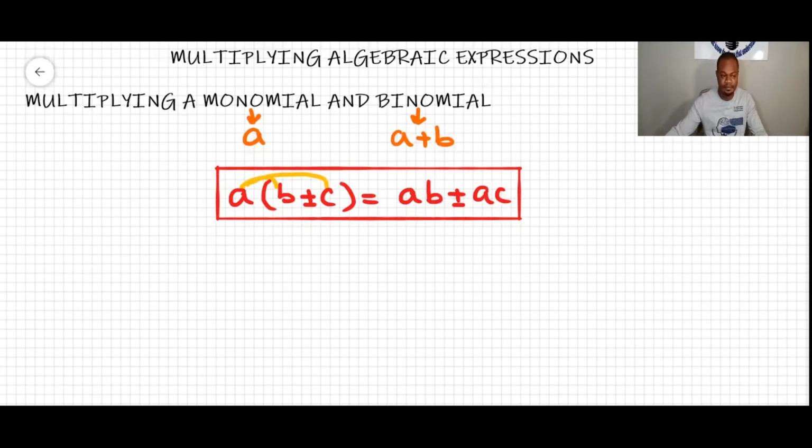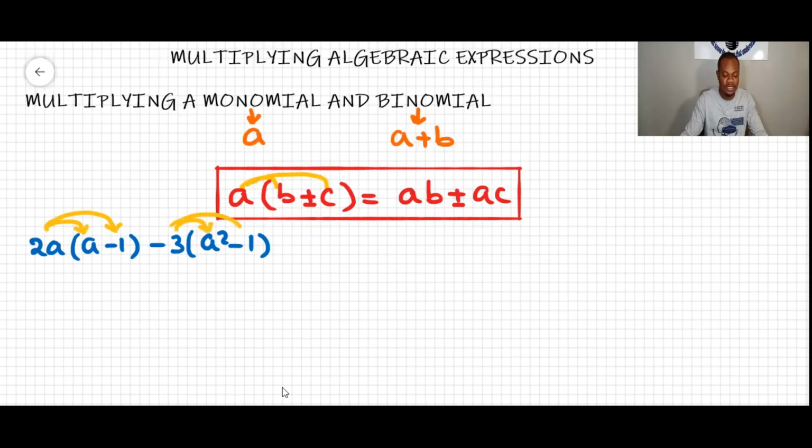Let's say we have 2a open bracket a minus 1 close bracket minus 3 open bracket a squared minus 1. Now we're going to apply the law we learned earlier. So we're going to do 2a times a and then 2a times negative 1. Same also here, 3 times a squared and then 3 times negative 1.